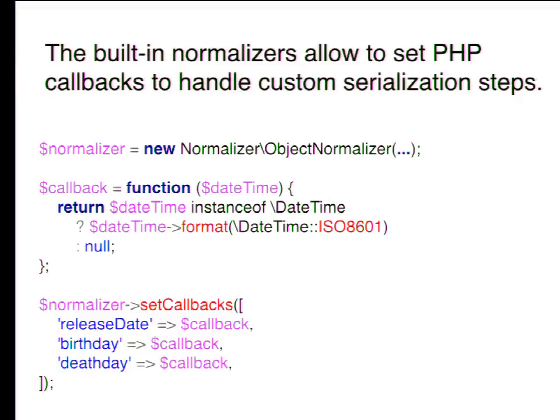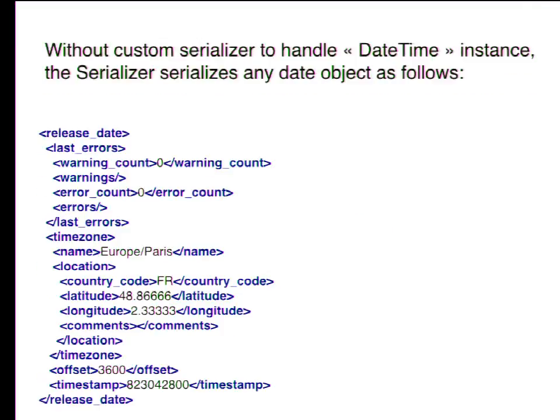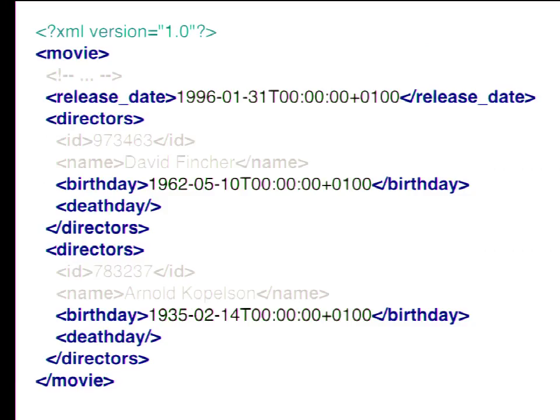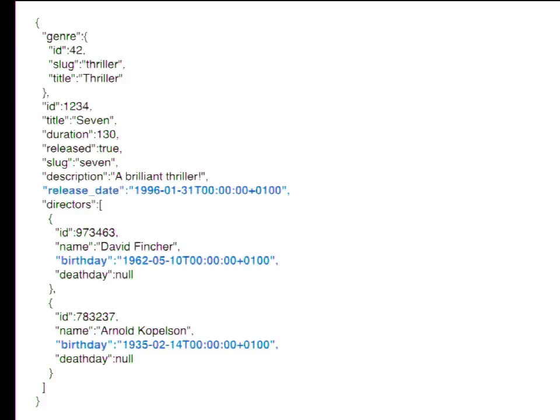So what you could do is use a custom callback in your normalizer to deal with that specific case. Again, we use the standard object normalizer, and then we create a callback. And again, this is a callable. We're using a closure here, and then you just set a callback and define for which property names you want to use the callback. In this case, we use release date, birth date, and death date. Then instead of getting this ginormous representation, we get a much more compact representation of a date, which includes the day, the time, and the time zone, which should be sufficient to get our datetime object reinstated when we deserialize. So here's the JSON representation.